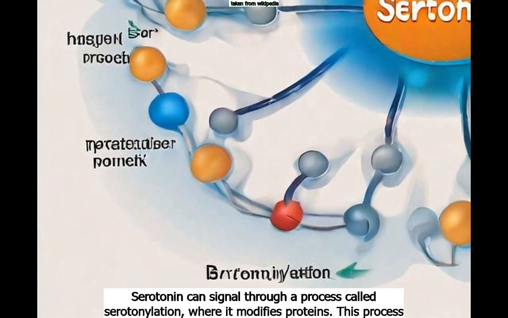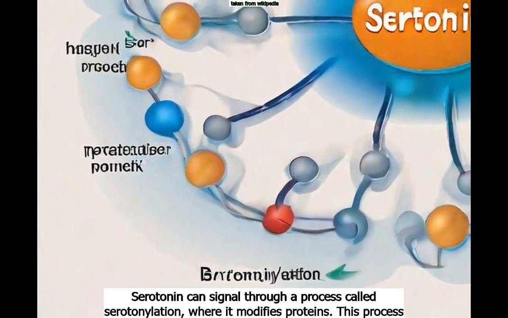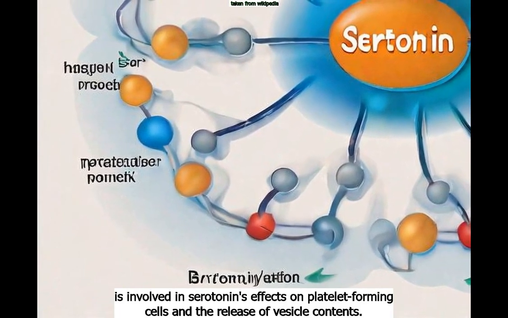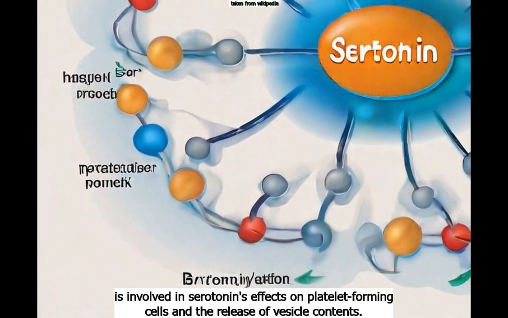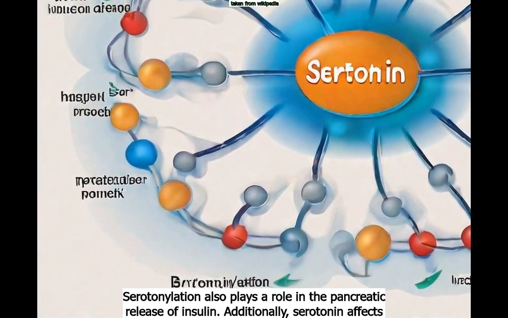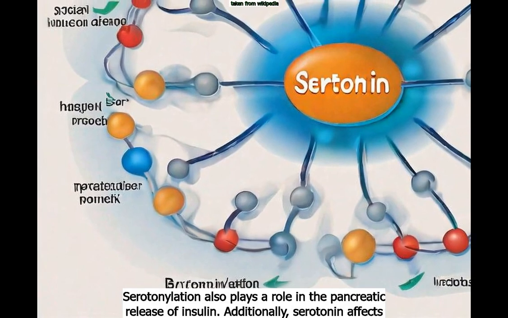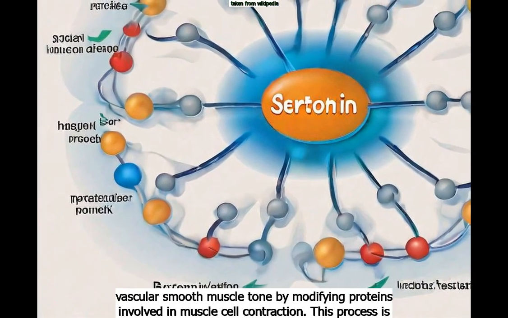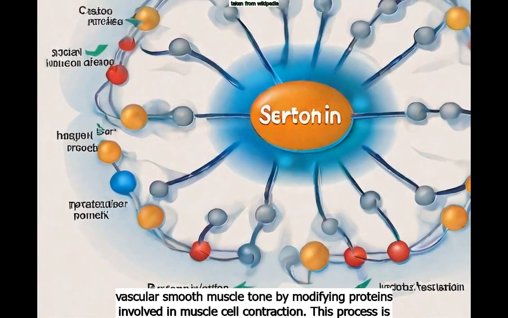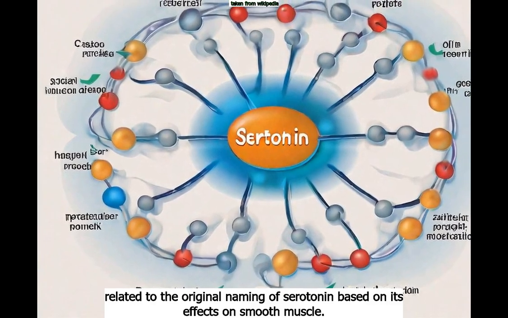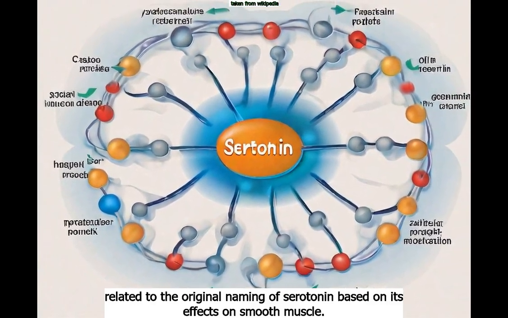Serotonin can signal through a process called serotonylation, where it modifies proteins. This process is involved in serotonin's effects on platelet-forming cells and the release of vesicle contents. Serotonylation also plays a role in the pancreatic release of insulin. Additionally, serotonin affects vascular smooth muscle tone by modifying proteins involved in muscle cell contraction. This process is related to the original naming of serotonin based on its effects on smooth muscle.